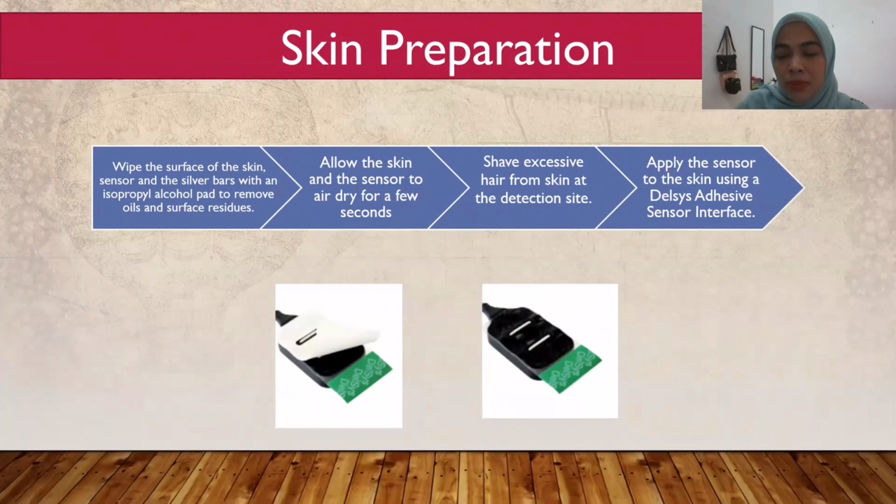Next is skin prep. Skin prep is I need to ensure the skin before I attach the sensors is clean. So the first is wipe the surface of the skin and sensor with the alcohol pad. The second, allow the skin and the sensor to air dry for a few seconds. The third is I need to ensure there is no excessive hair on the skin at the detection site, as it can prevent the sensor from directly contacting the skin. And the next is apply the sensor to the skin using Delsys adhesive sensor interface. So the interface is the name of the sensor that has been used for my EMG data collection.